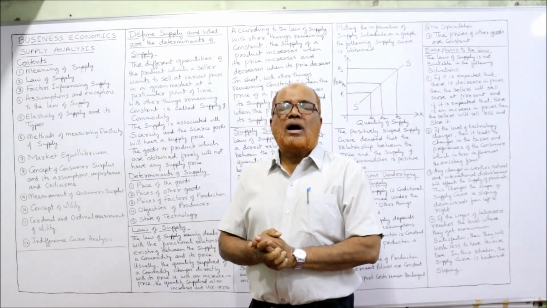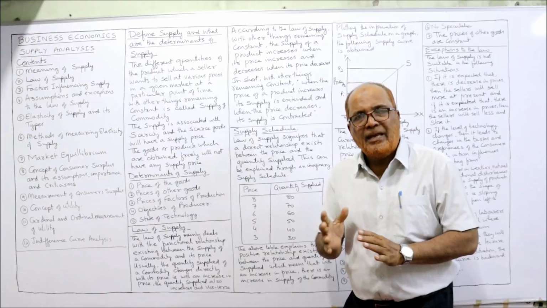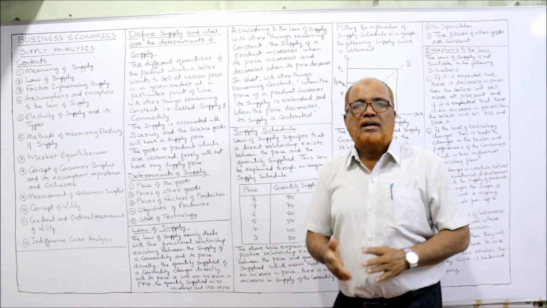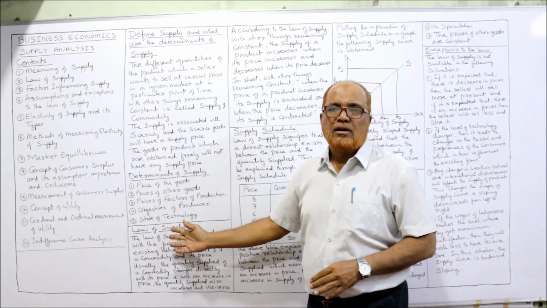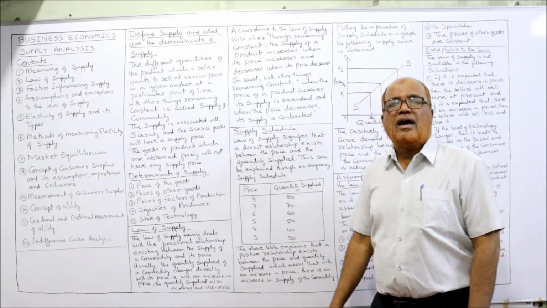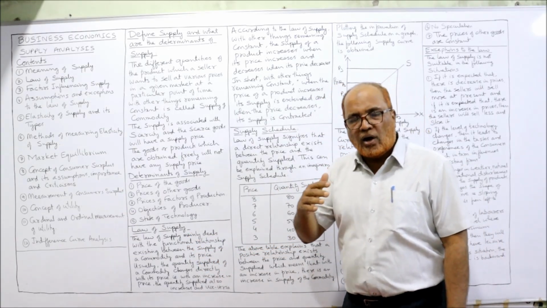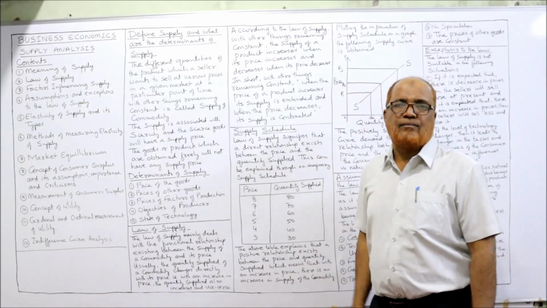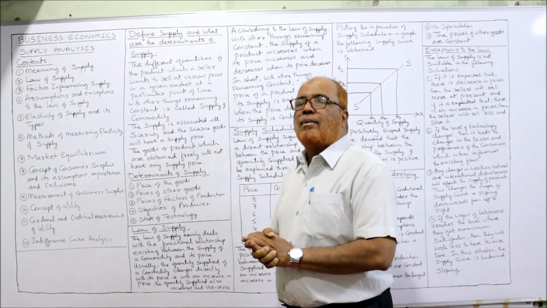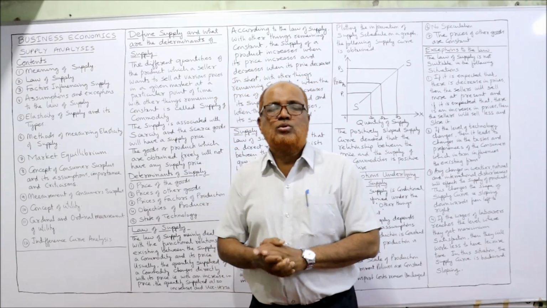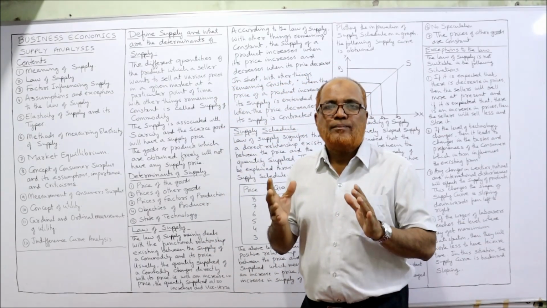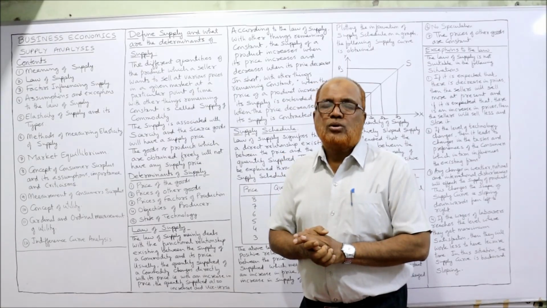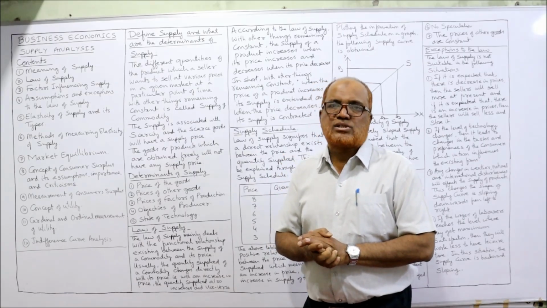So in this video, I have explained the meaning of the term supply and what the determinants of supply are, what the law of supply is, and the law of supply according to the supply schedule and supply curve. Then I have explained the assumptions to the law of supply, and lastly the exceptions to the law of supply. These are the things I have explained.